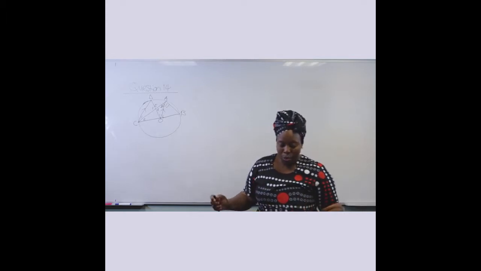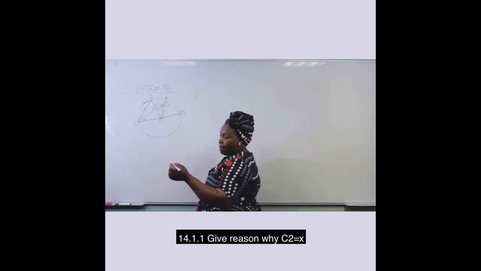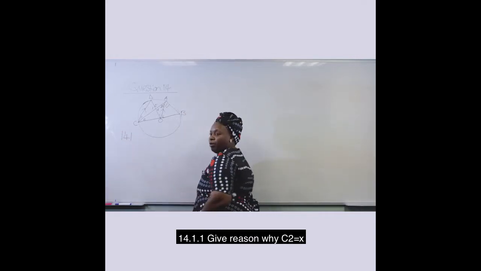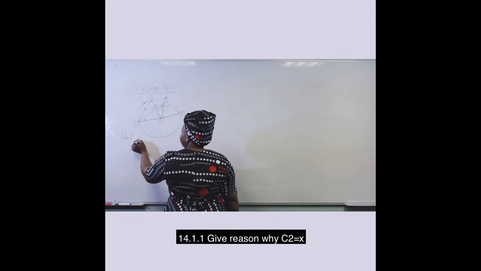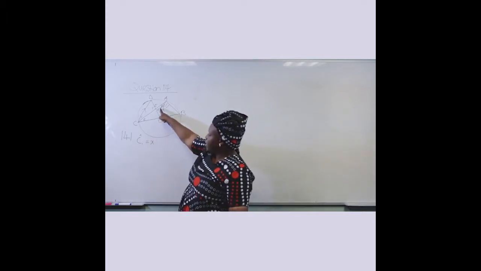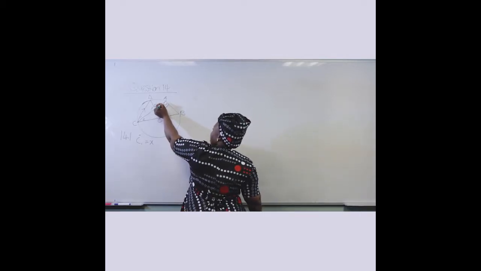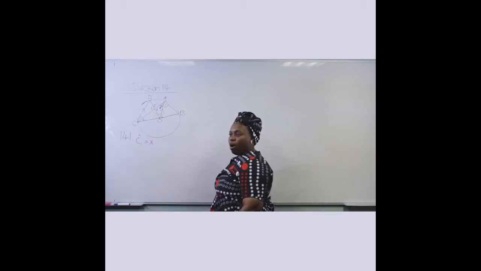Give a reason why. Now we are still reasoning. This is question 14, as I said. My 14.1: we must give a reason why angle C1 is equal to X. Now where's X? This is where my X is. Can we use a different pen? This is where my X is. Now they are saying, give a reason why this A2 is actually equal to angle C1.